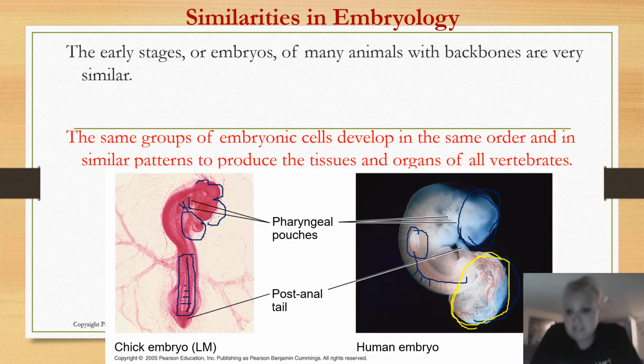So just to wrap up what that means: groups of embryonic cells develop in the same order and give us similar patterns to produce tissues and organs that are similar through all vertebrates, anything with a backbone. Inverts, I teach that class too. Inverts are a little bit different because not all of them have the same layers and things like that. But yeah, so the big 3 today with that evidence that we're talking about is the fossil record, homologous structures, and similarities in embryology with how our embryos develop.